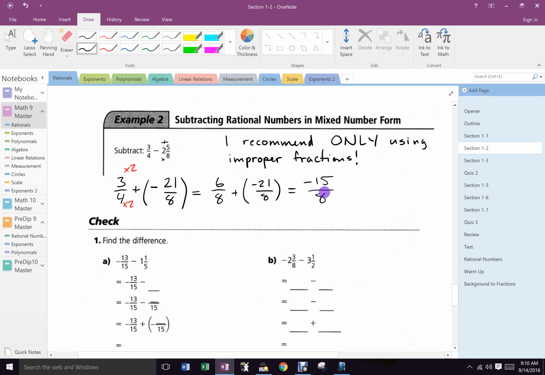Am I done? No, because I can simplify one more time. But I do have the right answer, don't I, Stephen? How many 8s fit into 15? 1, negative 1, and how many 8s are left over? 7.